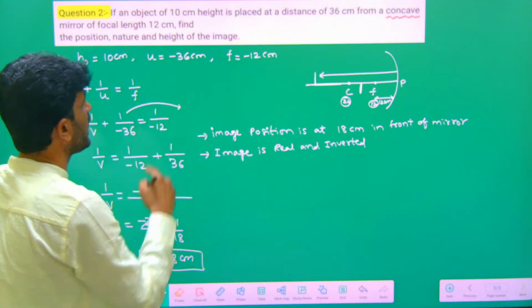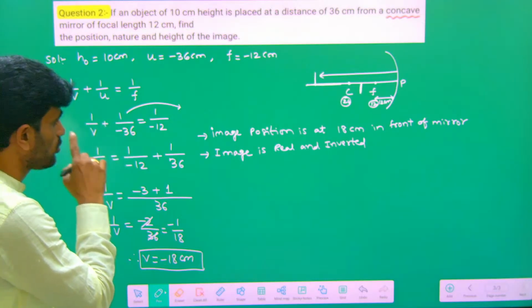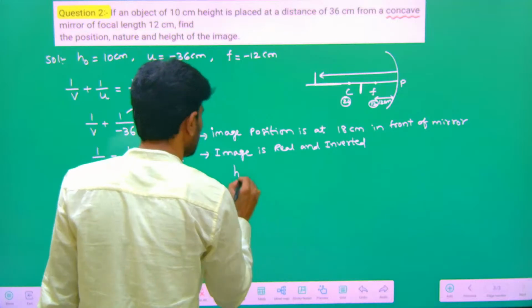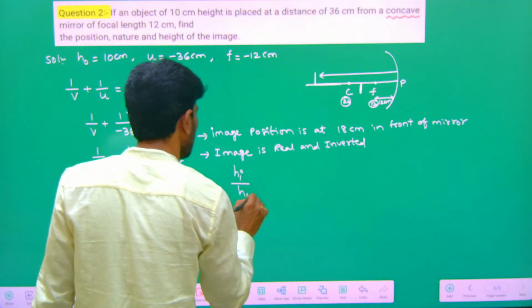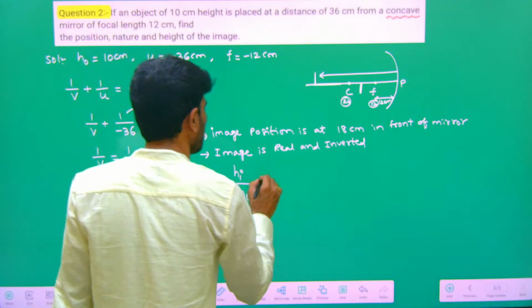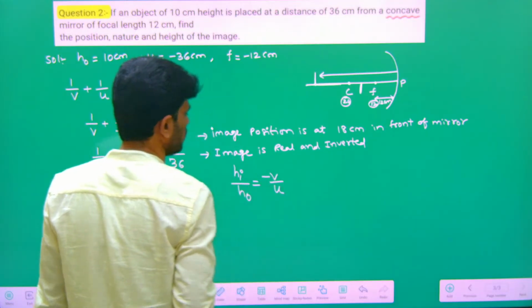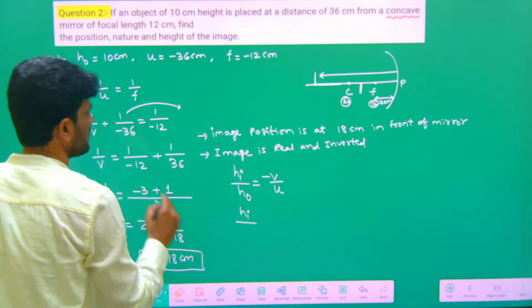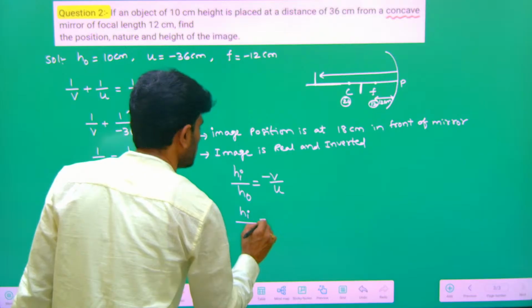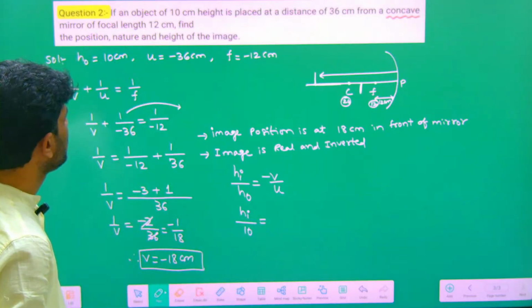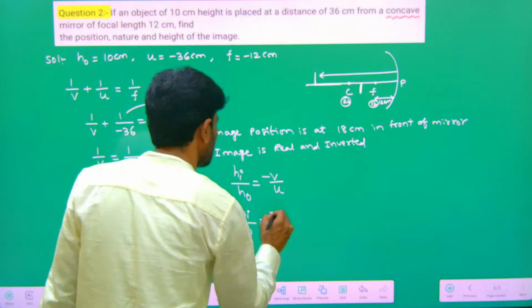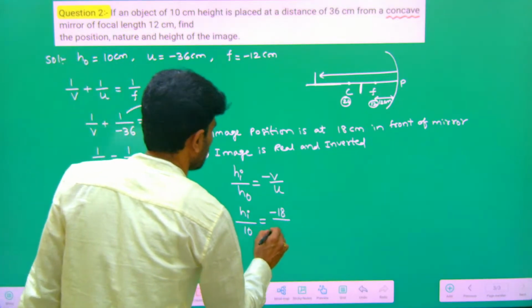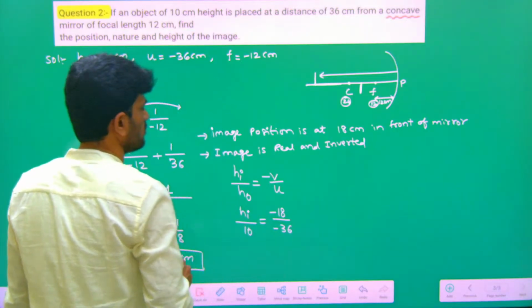And next, we have to find the height of the image. To find it, what is the formula? I told you one formula: HI by HO is equal to minus V by U. In this, HI we do not know, HI we have to find. HO is given, 10 centimeters. So HI by 10 is equal to minus V by U. V, how much did we get? Minus 18. U is minus 36.